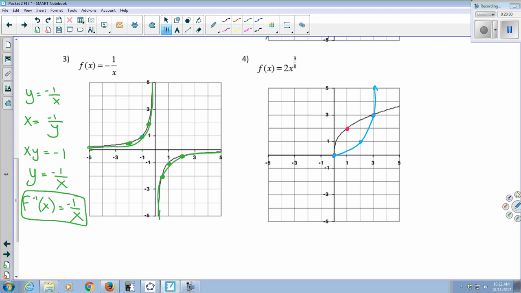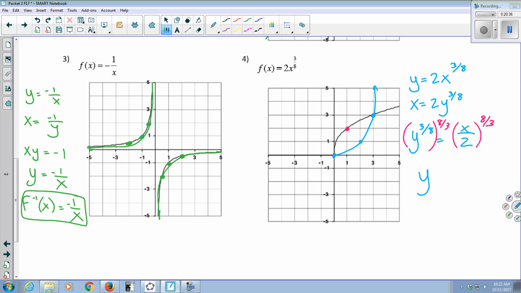And you do have a curve that is the mirror over the line y equals x. Let's find its formula using switch and solve. So make the y an x, make the x a y, get the y by itself. So I'm going to divide both sides by 2. So y to the 3/8 equals x over 2. And then to get the y by itself, I'm going to raise both sides to the 8/3. Right? Because when you raise a power to a power, you multiply the exponents, and 3/8 times 8/3 is 1. So that becomes y to the first, or just y, equals x over 2 to the 8/3. And that's my inverse function.